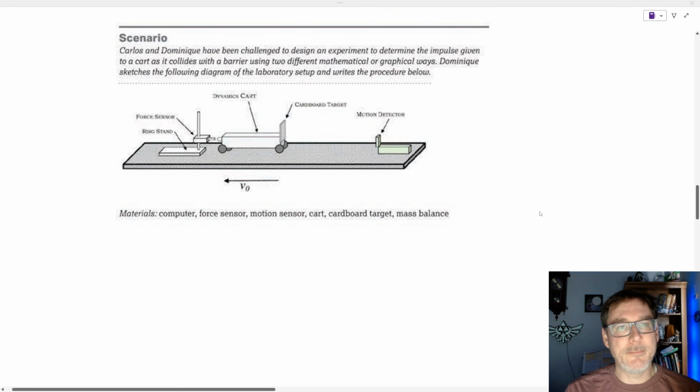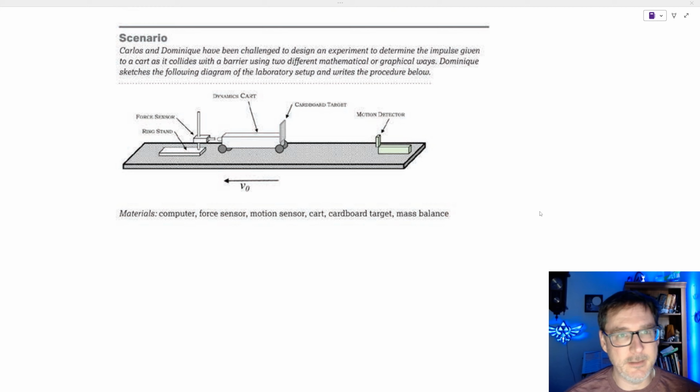Letter H, experimental design. Carlos and Dominique have been challenged to design an experiment to determine the impulse given to a cart as it collides with a barrier using 2 different mathematical or graphical ways. Dominique sketches the following diagram of the laboratory setup and writes the procedure below.